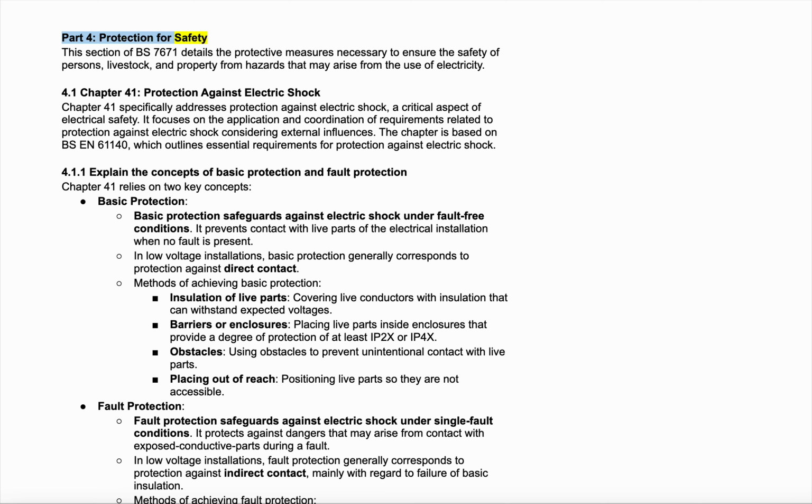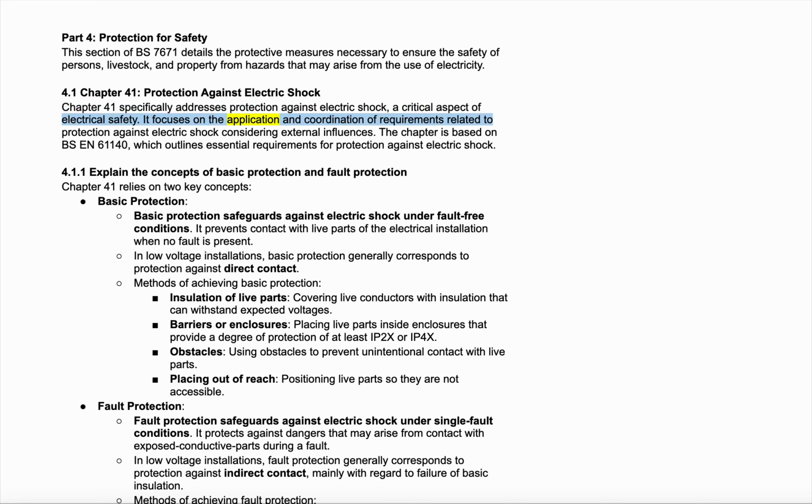For safety. This section of BS 7671 details the protective measures necessary to ensure the safety of persons, livestock, and property from hazards that may arise from the use of electricity. 4.1 Chapter 41. Protection against electric shock. Chapter 41 specifically addresses protection against electric shock, a critical aspect of electrical safety.